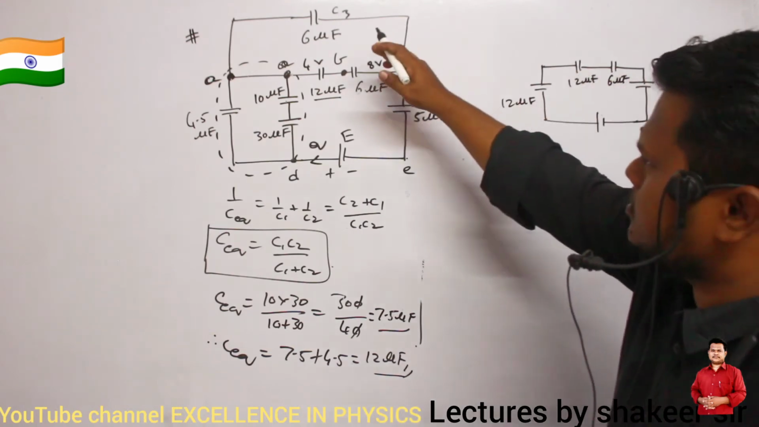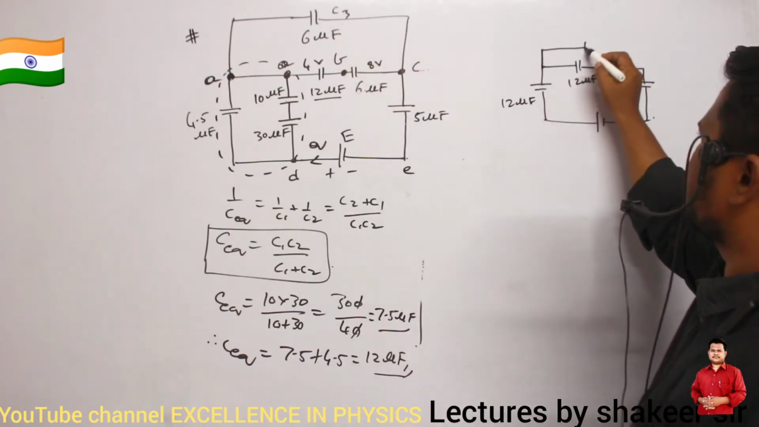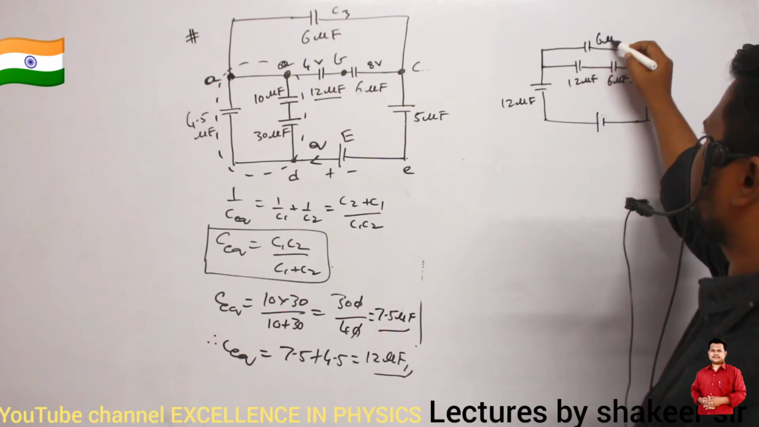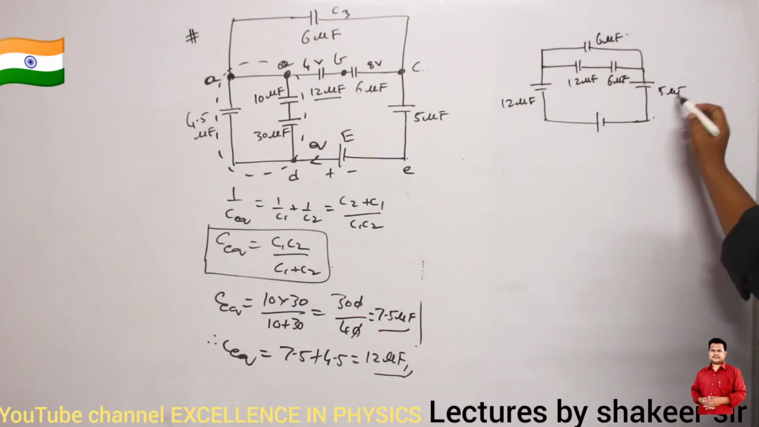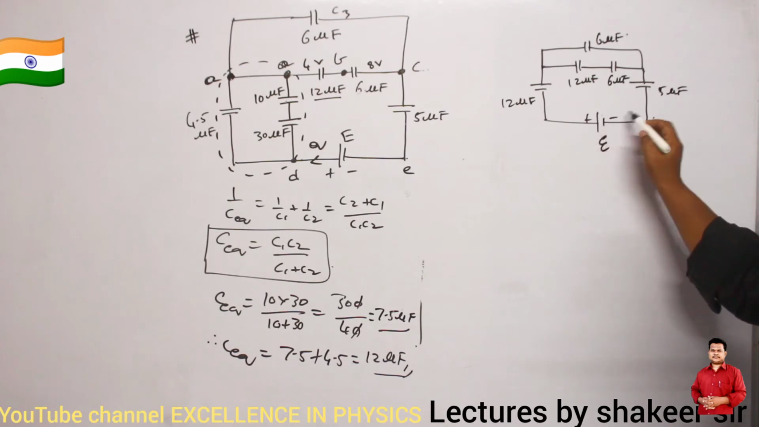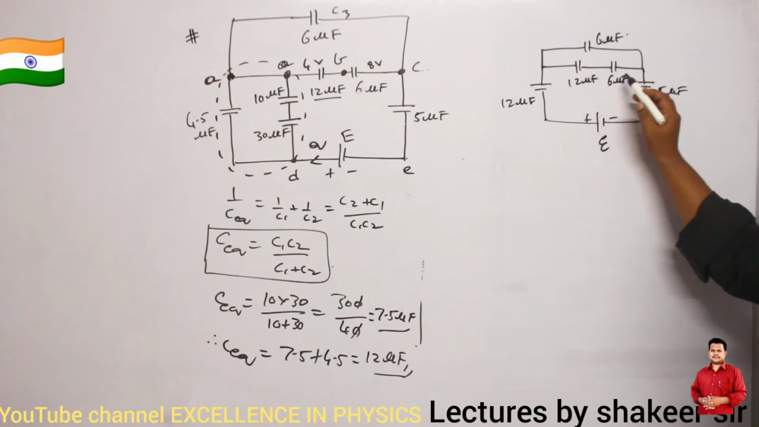To this branch, this is C3, a 6 microfarads capacitor is in parallel. So therefore, this is a 6 microfarads capacitor. Clear? And this one is 5 microfarads, and the EMF of the battery is E. Clear? Okay. Now what is the charge present in the 12 and 6 combination?